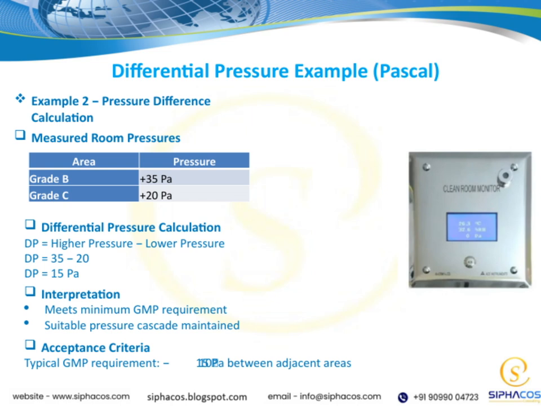This difference meets the minimum good manufacturing practice, or GMP, requirement. It means the pressure cascade is properly maintained, keeping contamination risks low. Typically, GMP calls for a pressure difference of at least 10 to 15 pascals between adjacent zones. Here, grade B is at 35, grade C at 20, a solid example of compliance.